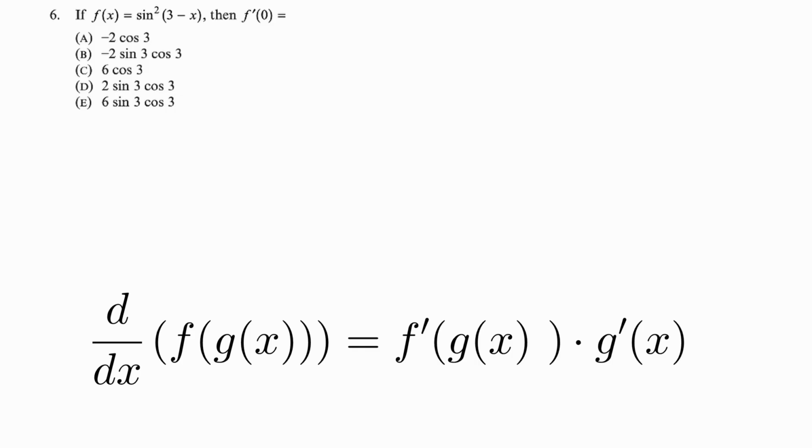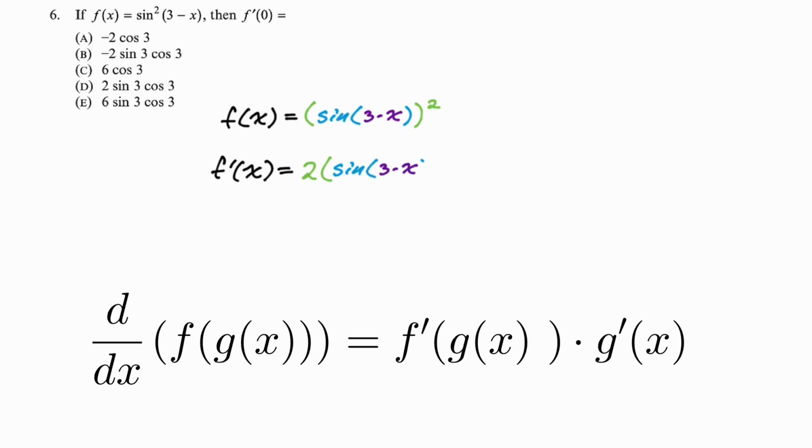But let's do this. So I'm going to color code and rewrite it a little bit. So instead of sine squared, I'm going to write it as the quantity sine of 3 minus x and then squared. So it's a little more overt what the outer function is. So the derivative of something squared, so f prime, is going to be 2 times that thing, so 2 sine of 3 minus x to the first times the derivative of that thing. The derivative of sine of something is cosine of that thing. So we get this times the derivative of that thing. The derivative of 3 minus x is negative 1.